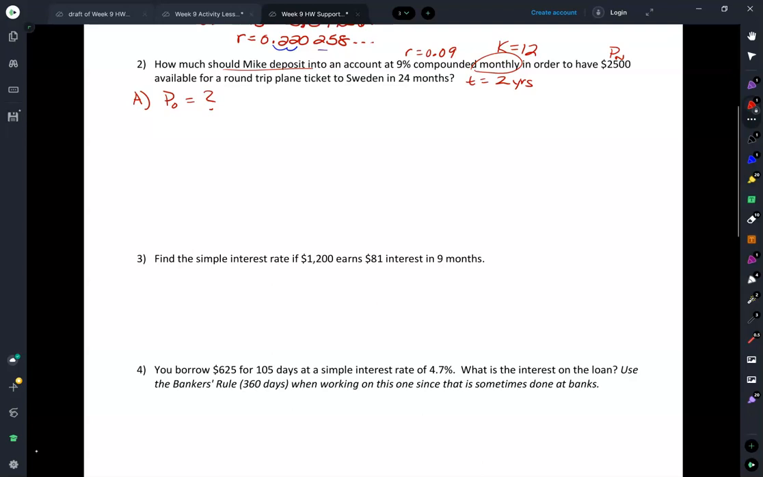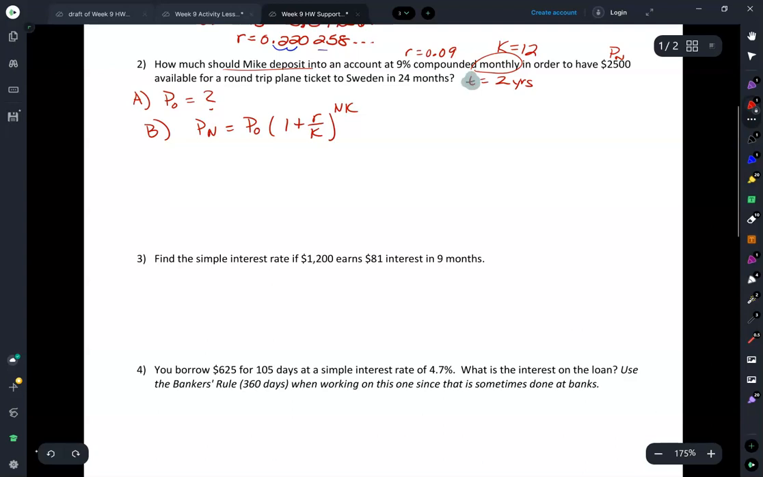And then I can just go ahead and write the formula down here. So it's going to be P sub N equals P sub 0 times 1 plus R over K to the NK. So in this case, just remember time is actually N. So I'm going to change that over here as well. And then go ahead and solve.